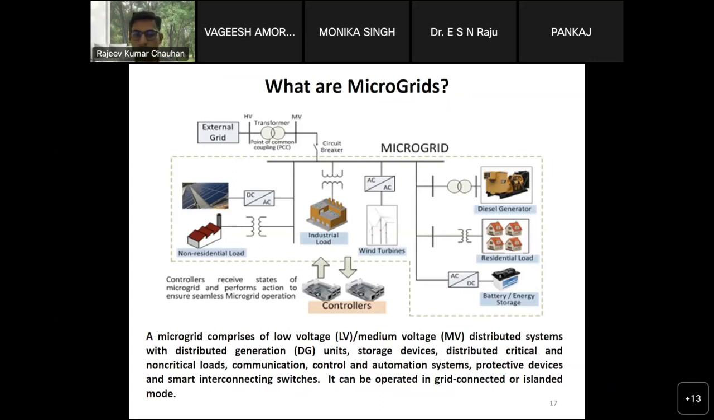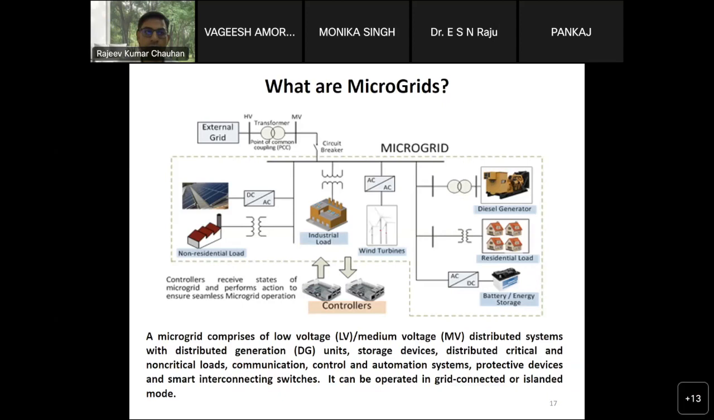So from the definition, we can say that it is a small scale power system network, having generation, storage, loads and well established communication and control. It is like a lower scale power system network with well established control, automation, protection and everything. So it can act as a controllable source or a controllable load from the grid point of view.